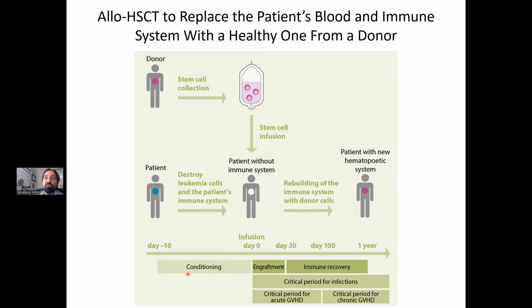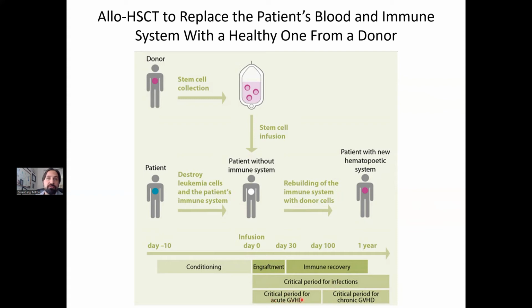So originally you want to get rid of the cancer, then you do an engraftment. There's a critical period for infections because these patients are immunosuppressed, because they don't have an immune system or the immune system is just beginning to develop.